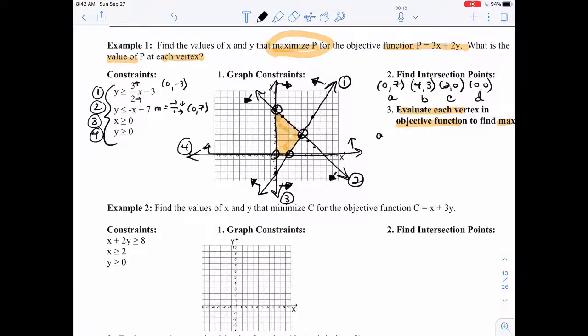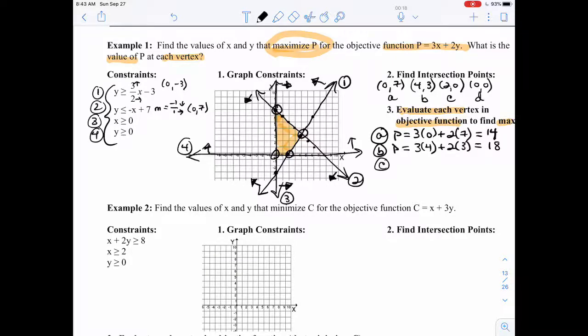If we evaluate for point A above, our profit is equal to 3 times 0 plus 2 times 7. I'm substituting the x and y coordinate for point A, that vertice, which results in 14. For the second point, which we called B, our profit is 3 times 4 plus 2 times 3. 12 plus 6 is 18.